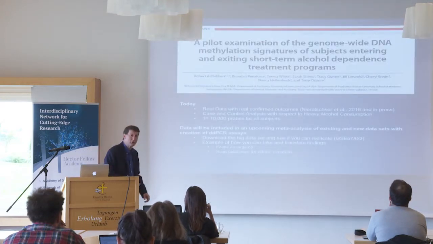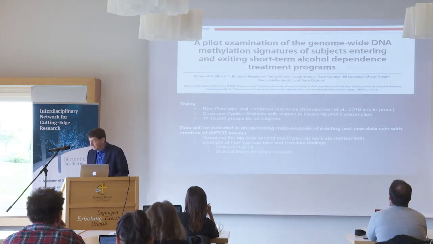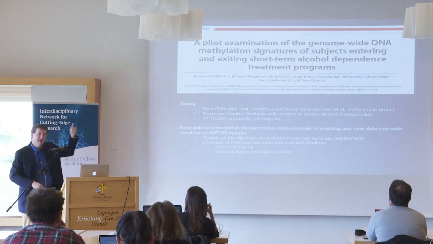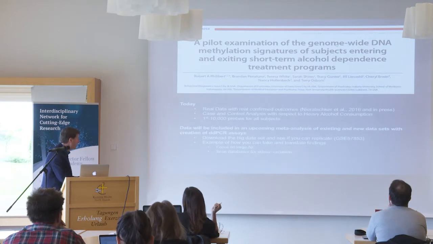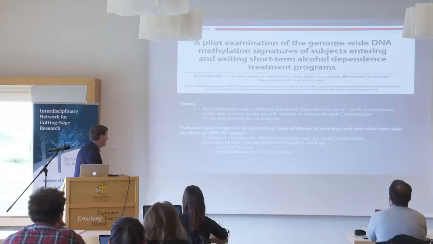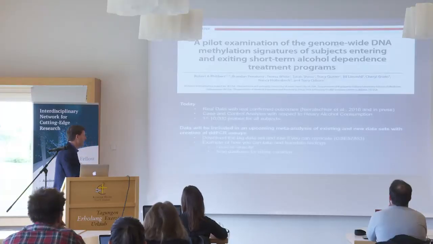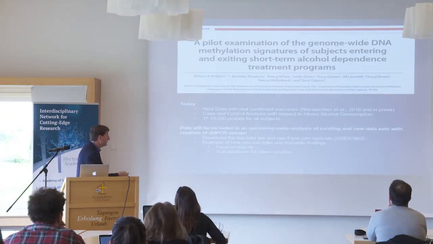Now, today what you're going to get is actually a portion of one of our commercial data sets, just 10,000 probes. The entire data set is actually up on the web. You have the phenotype file for it, and you can download the rest. It is present in both. I think we put up the beta values as well as the IDAT files, correct? I think the beta values. If not, we'll email you the beta values so you don't even have to worry about converting them. Okay, this is real data with real confirmed outcomes, okay?